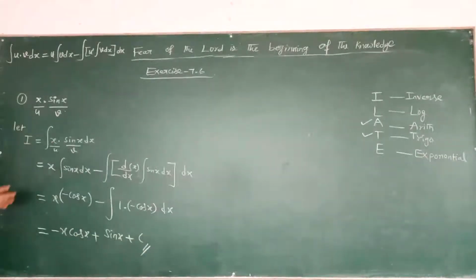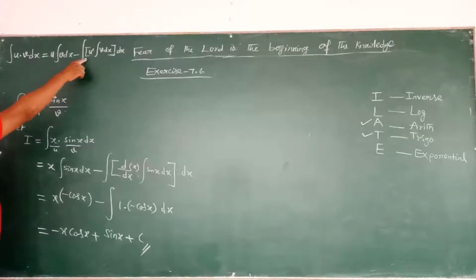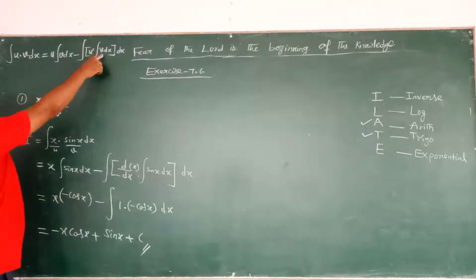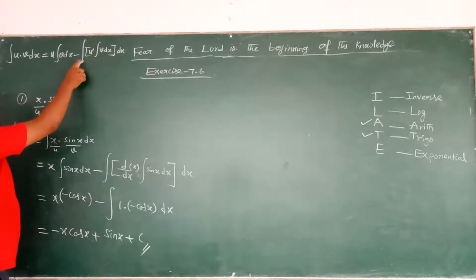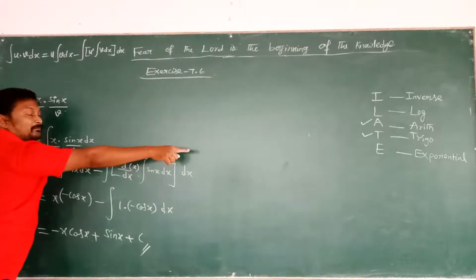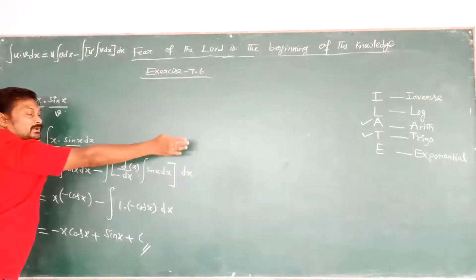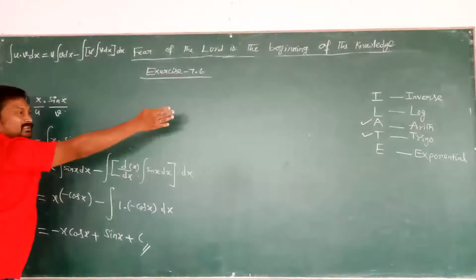So very simple, right? So how to solve this problem? Once again, listen carefully. You need to use the UV formula. Integral UV dx is equal to U integral V dx minus integral of U dash times integral V dx dx. This is the internal part of this integral. Now U means here x, V means sin x, by using the ILATE formula. It is just for remembering purposes. In your textbook they have given it as ILATE.